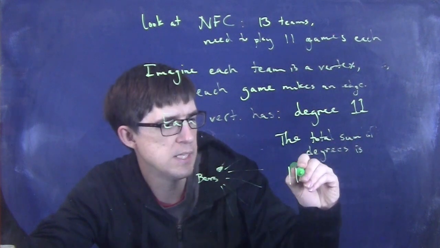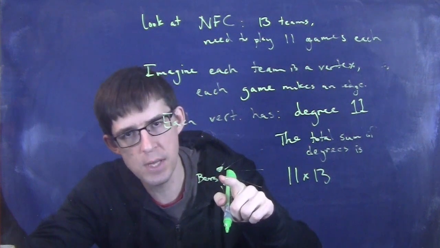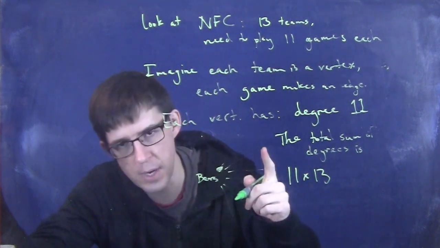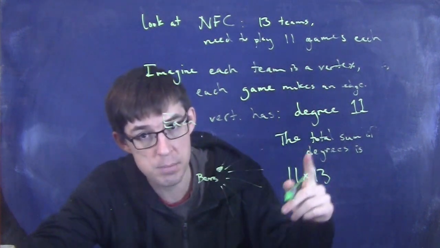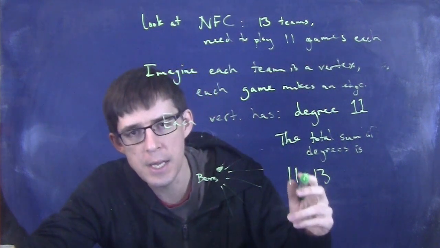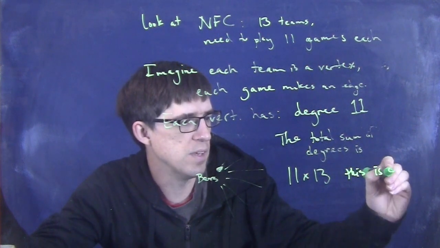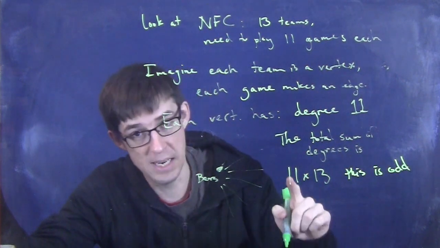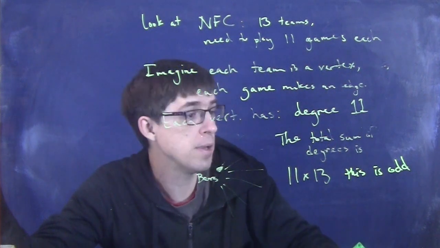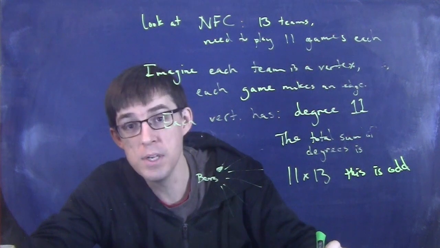is, isn't it 11 times 13, right? Each one has degree 11, and there are 13 of them. So if we're going to add them up, it'd be 11 plus 11 plus 11, 13 times. That's this. But this is an odd number. This is odd, right? Because an odd times an odd is odd. All right? This is odd. That's not allowed according to the sum of degrees theorem.